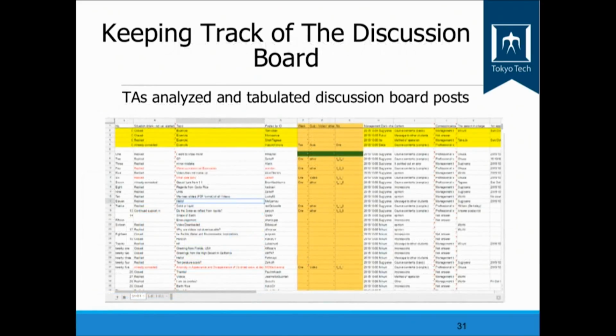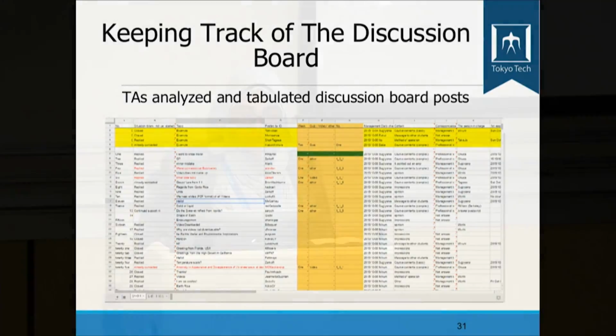To analyze the discussion boards, the TAs created a database that has everything related to the discussion board: the posts, when it was posted, the content of the post, who posted it, who answered it, whether or not it was answered, and if it was answered by the professor or one of the TAs. Everything related to the discussion board posts.